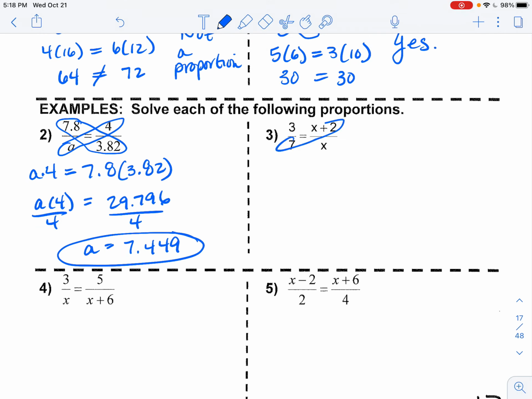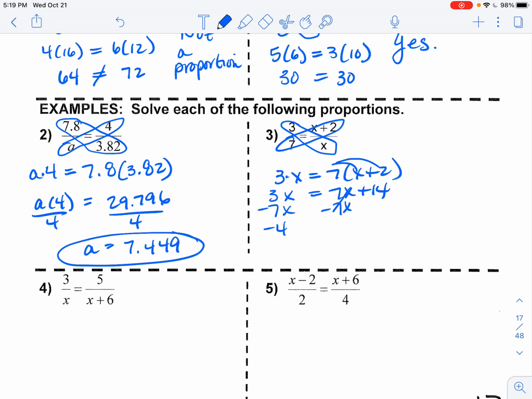In number 3, we've got another cross multiply, so 3 times x is equal to 7 times x plus 2. This time we'll need to distribute first, and then we can solve for x. So I'm going to take away 7x on both sides. That gives me negative 4x is equal to 14. And if I divide both sides by negative 4, x is going to equal, how about if I reduce that fraction, negative 7 over 2.